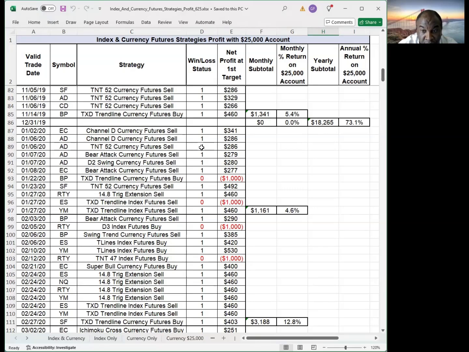Not every month is going to be the same. I always hear people say, "Well, I want to make so much money every month." You will not make that much money every month.